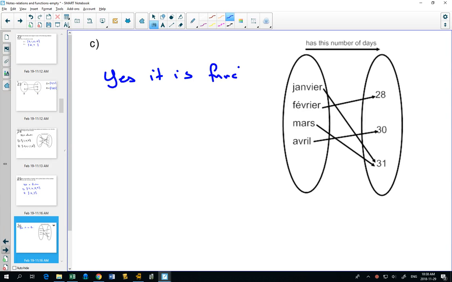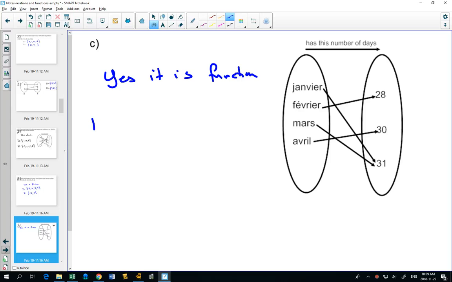Because each x value only has one arrow coming out of it. Even though there's two arrows that go to 31. This is going to mix you up. Can you see that mixing you up? The two arrows going to 31 make you want to say not a function, but each x value is associated with only one y value. There's no x value that has two. So it is a function.